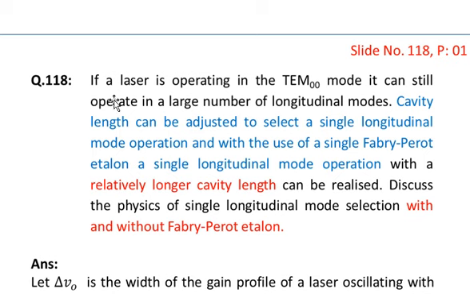Question: if a laser is operating in the TEM00 mode, it can still operate in a large number of longitudinal modes. Cavity length can be adjusted to select a single longitudinal mode operation, and with the use of a single Fabry-Perot Etalon, a single longitudinal mode operation with a relatively longer cavity length can be realized. Discuss the physics of single longitudinal mode selection with and without Fabry-Perot Etalon.